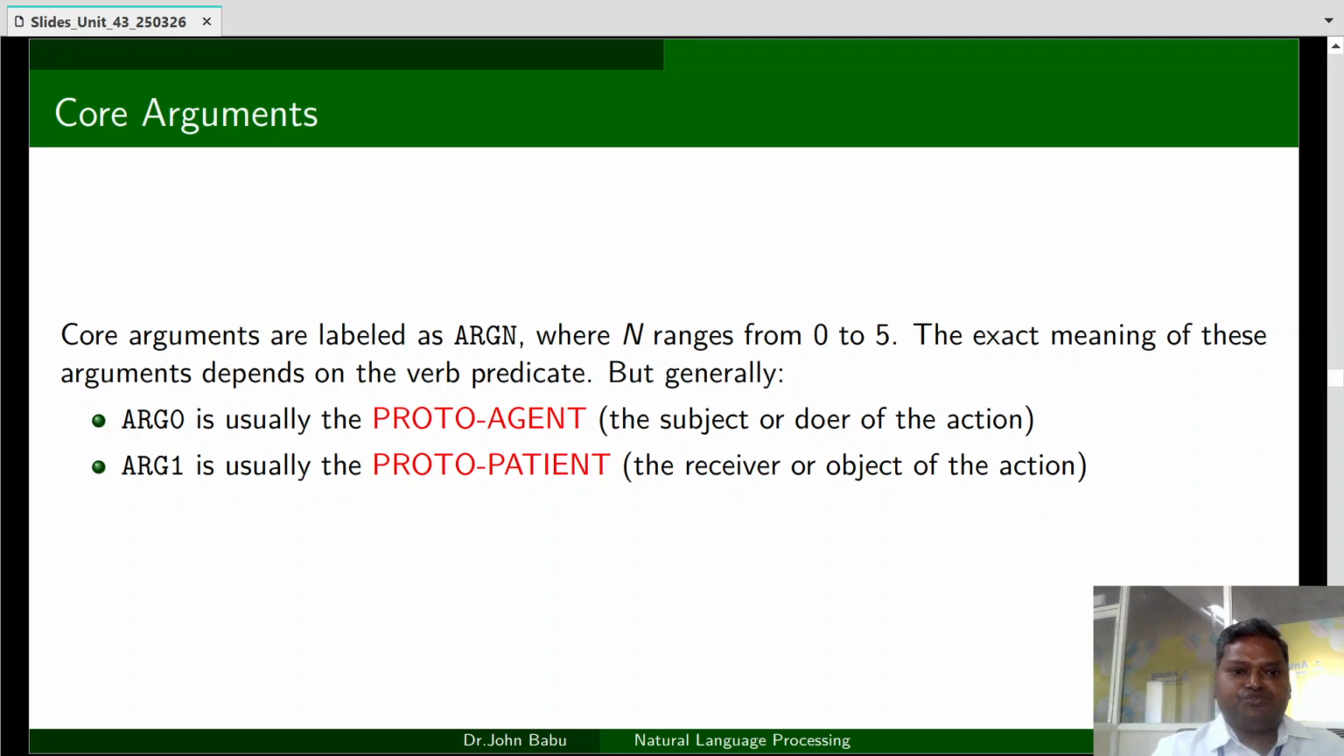Generally, in PropBank, there is a notation of labeling the arguments with Arg and a number n, ranging from 0 to 5: Arg0, Arg1, Arg2, Arg3, Arg4, Arg5, totally six. The most important two are Arg0, which is the proto-agent, the subject or doer of the action, and Arg1, the proto-patient, the receiver or object of the action.